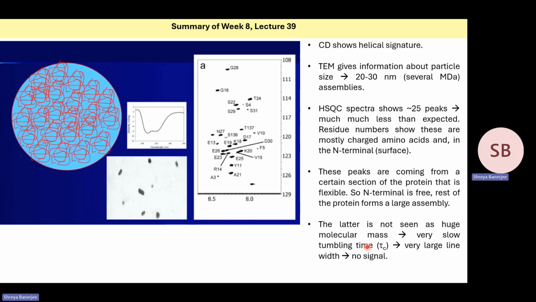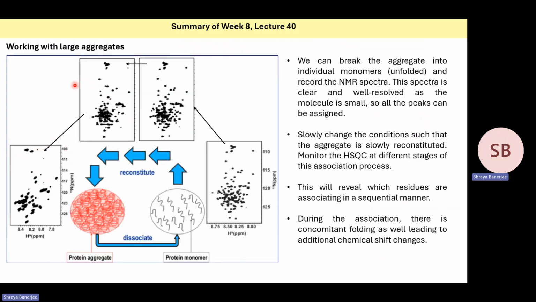It will have a very slow tumbling time because it's a huge molecule, and a large tumbling time means a very large line width, and so no signal. So that is the problem of this kind of self-associated large molecules. So how can we work with that? Basically, we have a large molecule here, the protein aggregate of the dynamin.